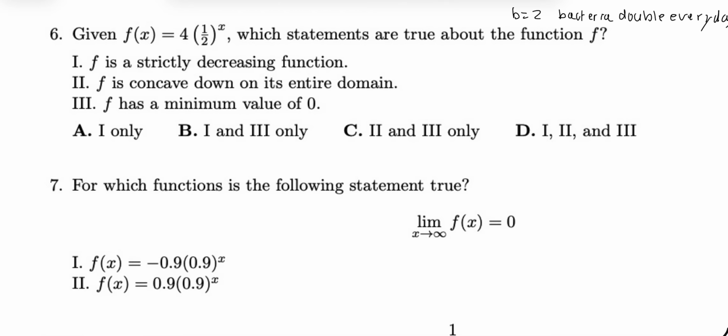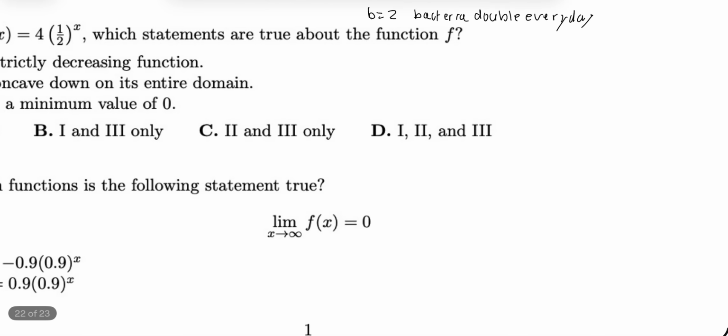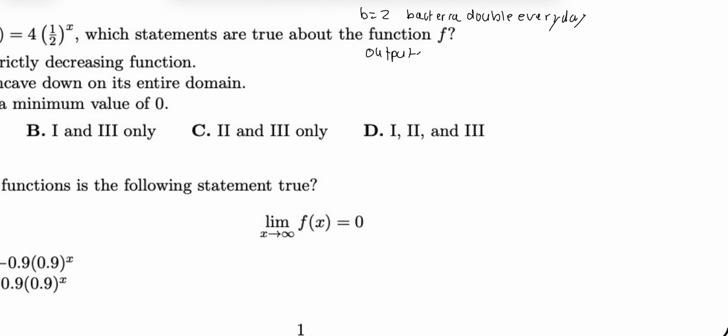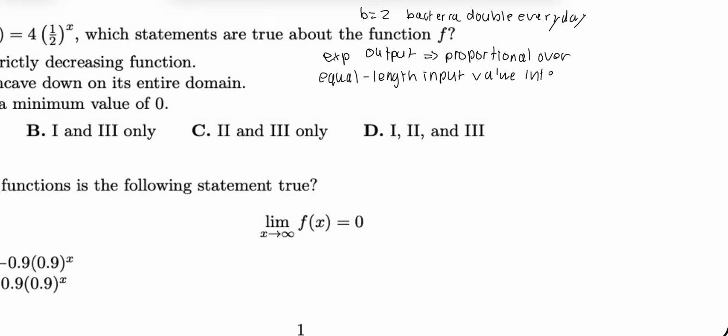So our next question is, we are given f of x is equal to 4 times 1/2 to the power of x, and which statements are going to be true about the function f? So we know the outputs of exponential functions are going to be proportional over equal length input value intervals. And exponential functions are always going to be increasing or decreasing.